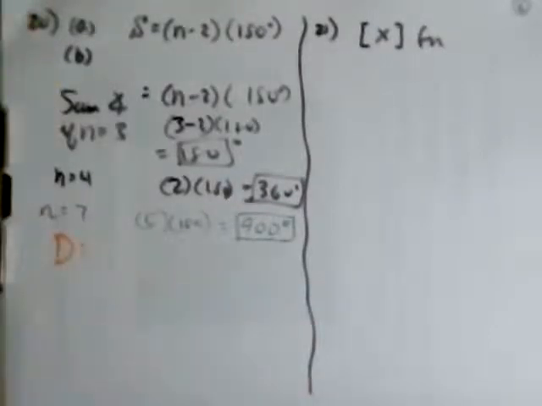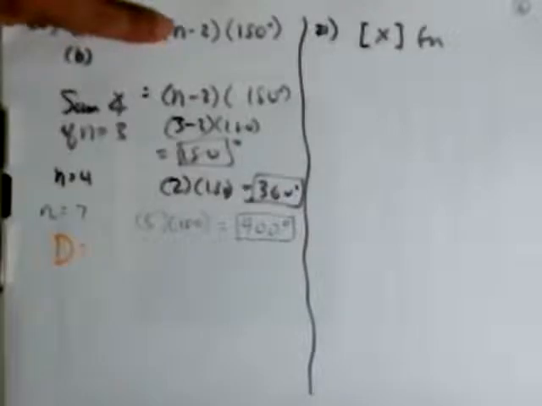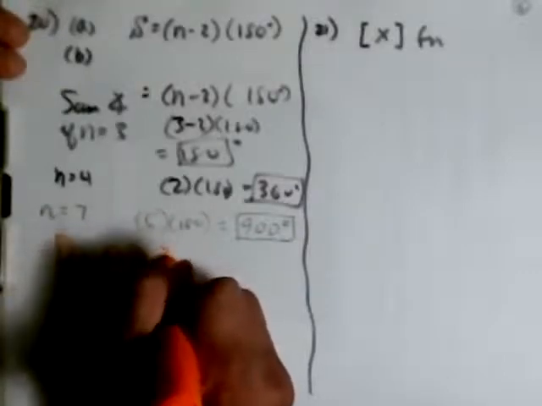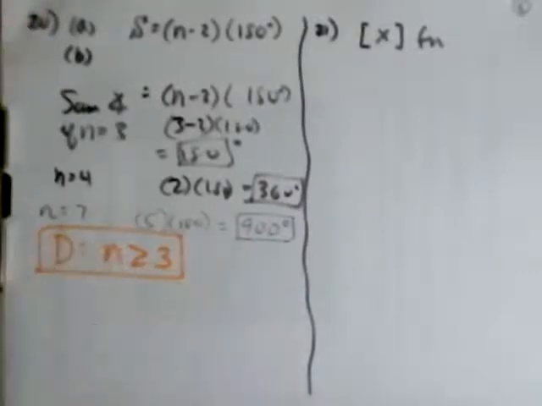what is the domain? What can n equal? What can n not equal? That is the question. n can equal 2: 2 minus 2 is 0, times 180 is 0. Does that make sense? Can you have a 2-sided figure? Of course not. So n has to be greater than or equal to 3. That's your domain. And of course, 3 sides is a triangle, and then quadrilateral, pentagon, hexagon, heptagon, octagon, nonagon, decagon, etc. Last, we found the domain.